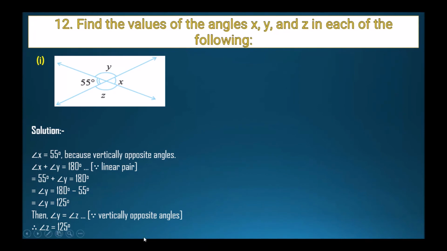Angle x is 55 degree because it is a vertically opposite angle. So this is 55 degree. Angle x plus angle y is 180 degree because of linear pair. Both are on the linear pair side. So 55 degree plus angle y equals 180 degree. So angle y equals 180 degree minus 55 degree, that is 125 degree. If y is 125 degree, then z will be 125 degree as a vertically opposite angle.